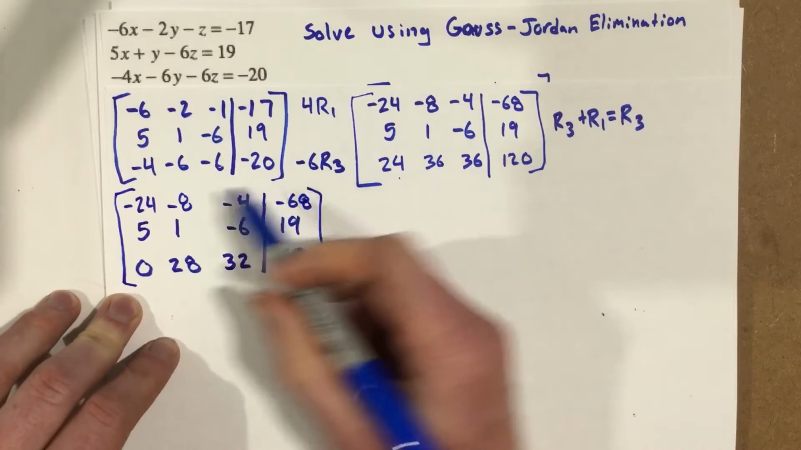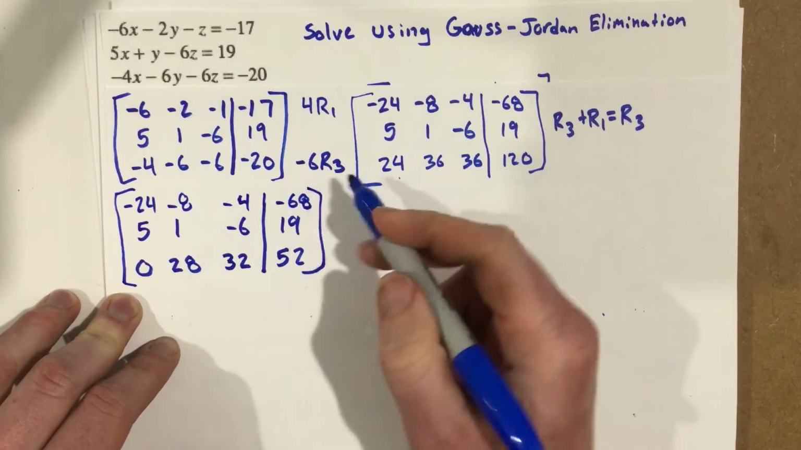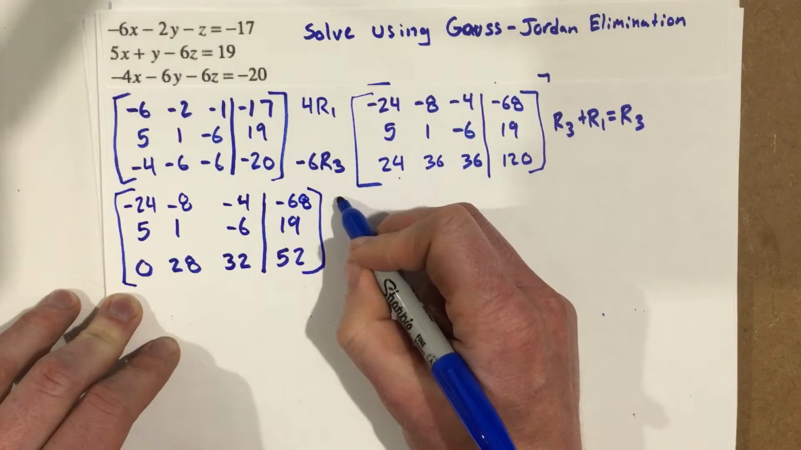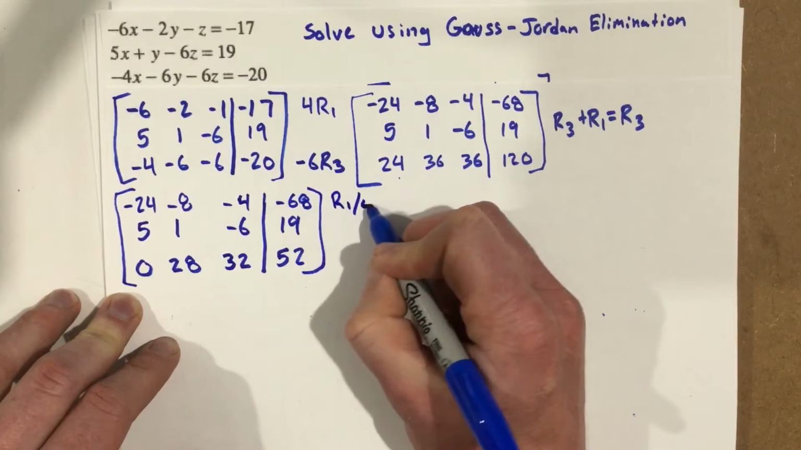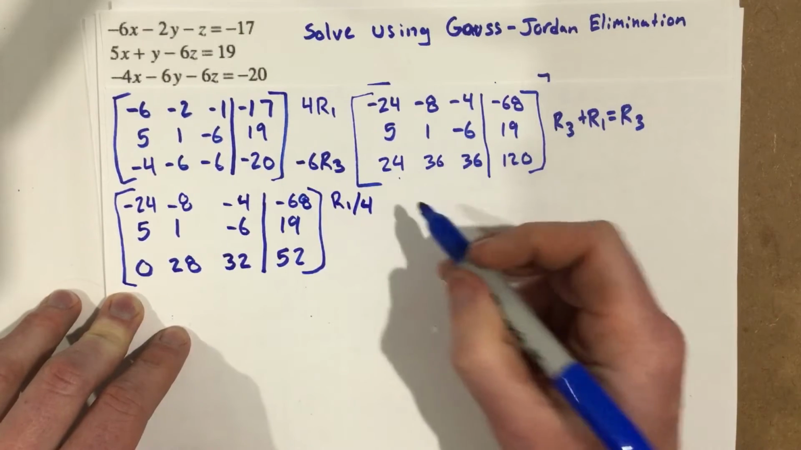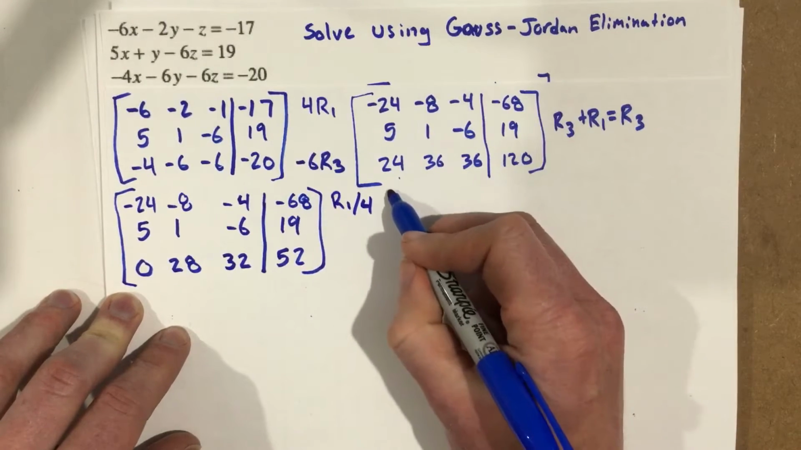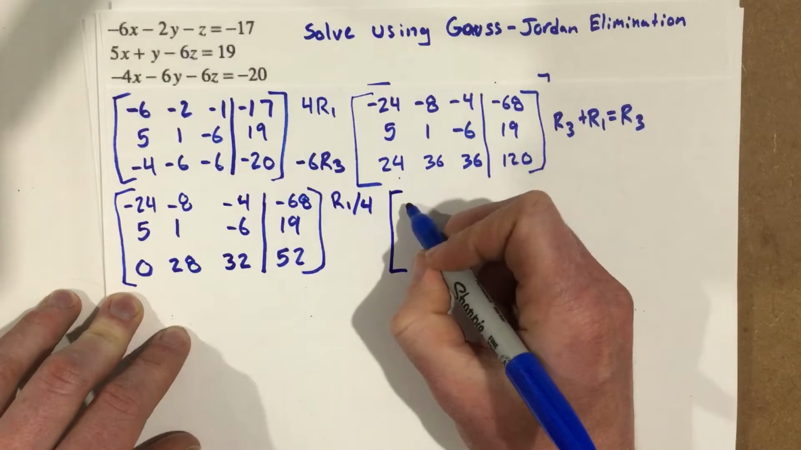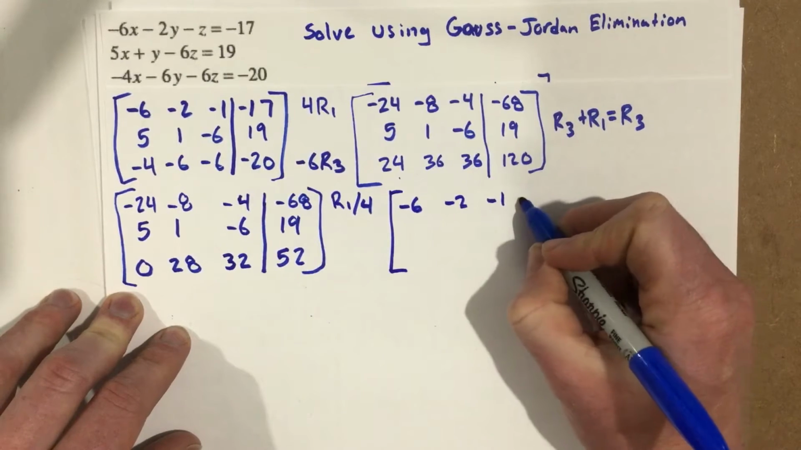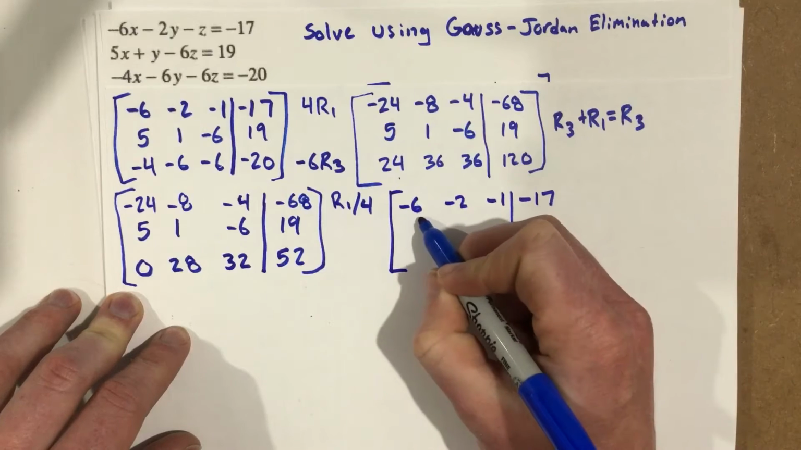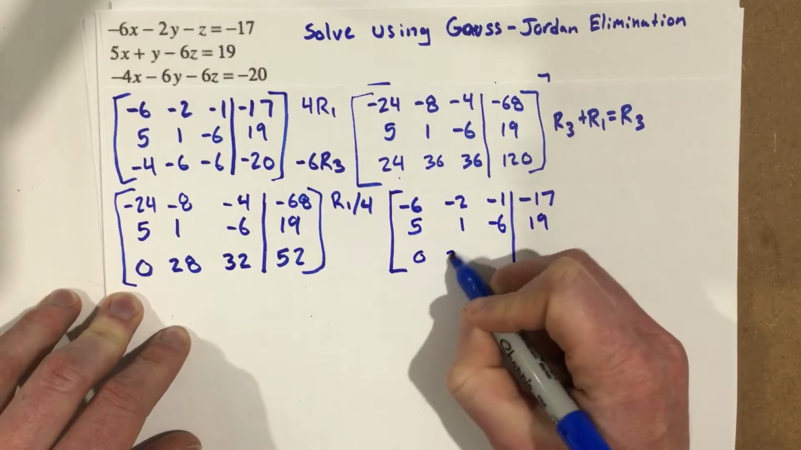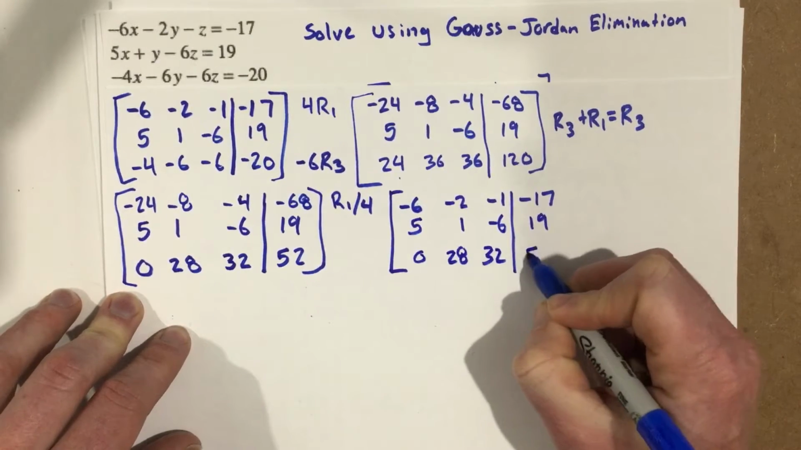So as I do this problem, I'm going to try and keep these numbers fairly small. If I multiply a row by 4, I'll end up dividing that row by 4 in the following steps. So I'm going to say row 1 divided by 4 to get this row down to something that's easy to work with. So let's go ahead and write that as -6, -2, -1, -17, 5, 1, -6, 19, 0, 28, 32, 52.